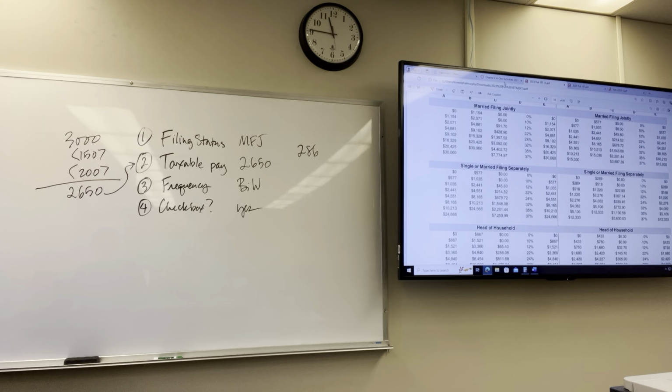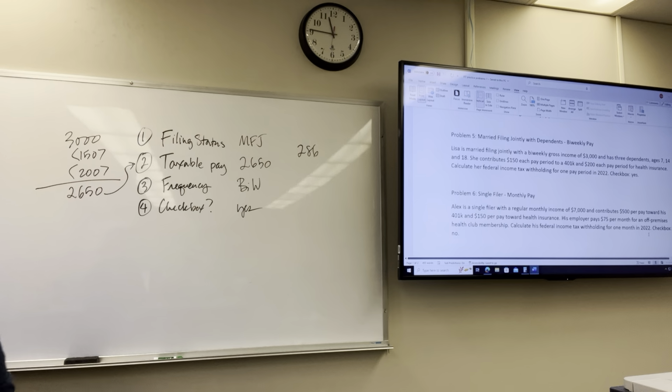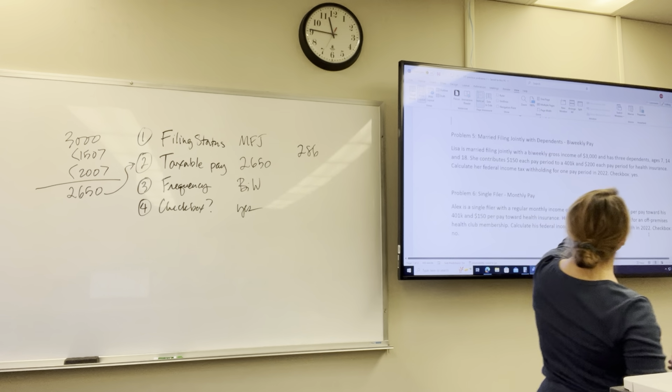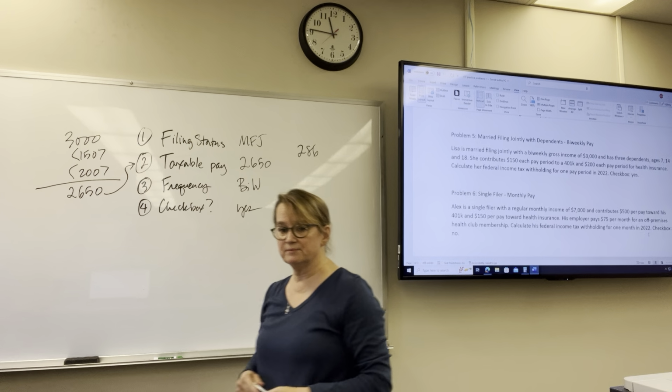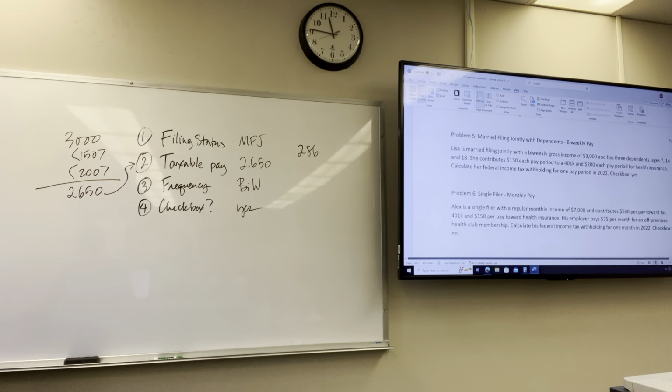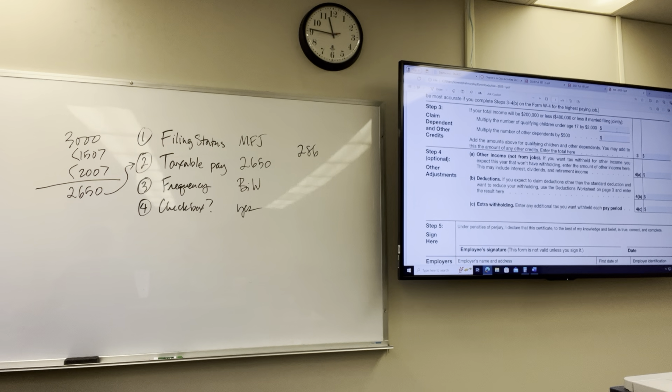Oops, sorry. Where am I? Looking for my. Remember, she's got 3 dependents, ages 7, 14, and 18. Let's go back to the W-4 and see how that would look on the W-4 when she filled it out. So 2 of those dependents are under the age of 17, right? So we multiply the number of qualifying children under age 17 by 2,000, which is 4,000. She's got 1 dependent that is over the age of 17, 500. So she'd have a total of $4,500.